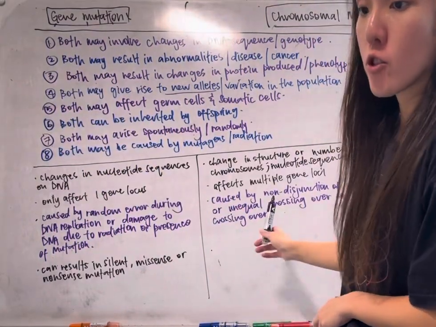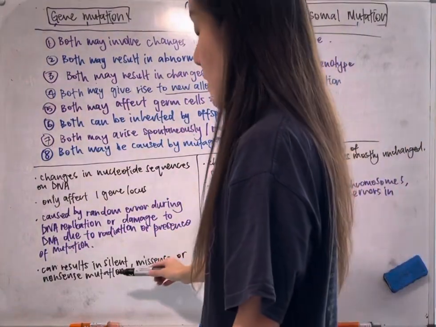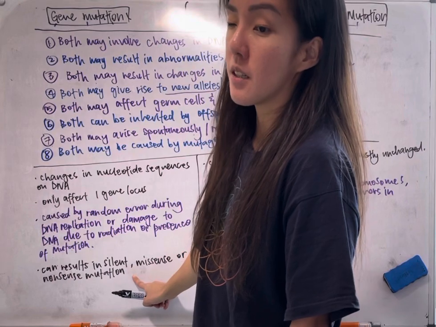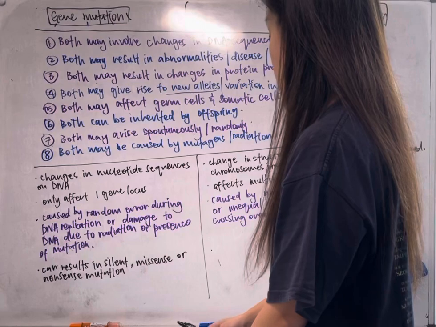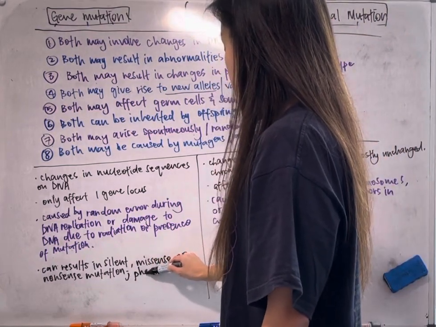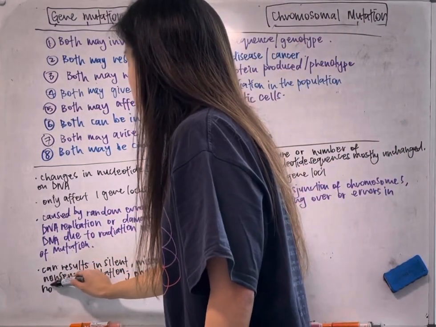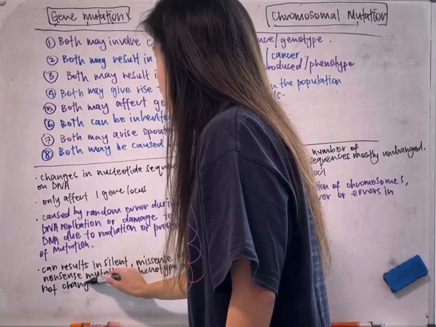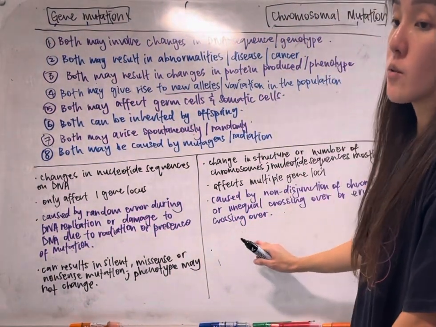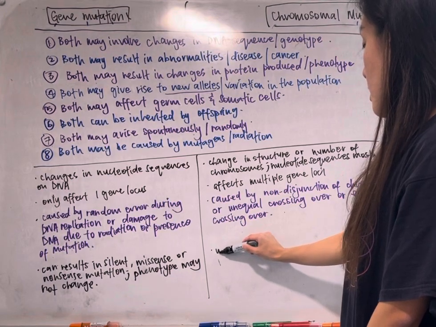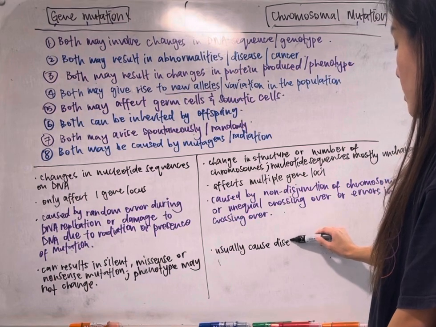Okay? Whereas this one, you should know already. Oh sorry, I forgot to say. For this one, you can have silent mutation, which can result in no phenotype change as well. Phenotype may not change. We already understand why, even your missense mutation also showcases why. But for chromosomal mutation, the phenotype usually can change. So it usually will cause disease and change phenotype.